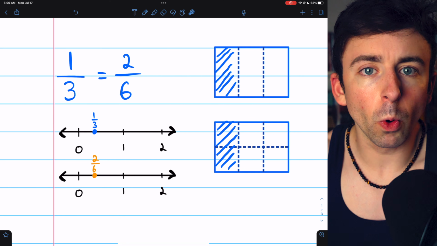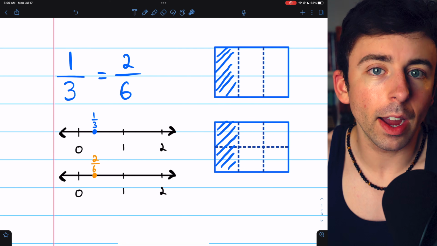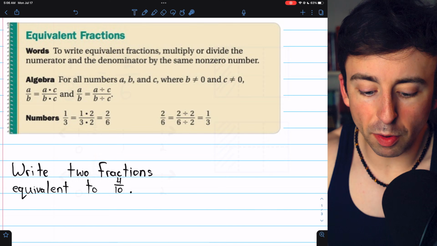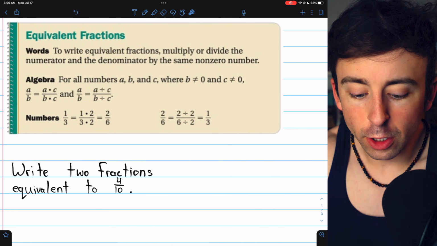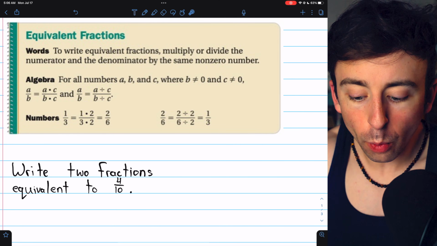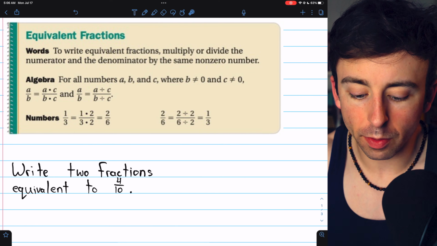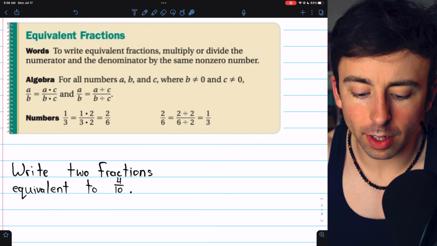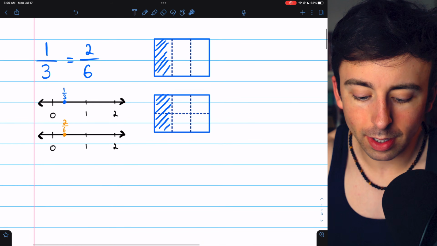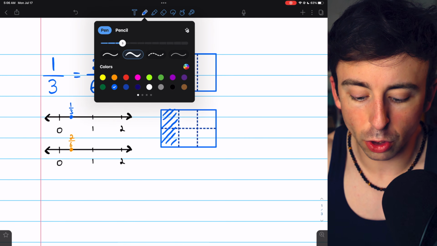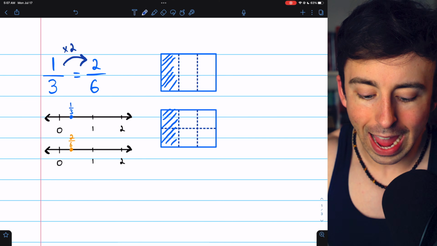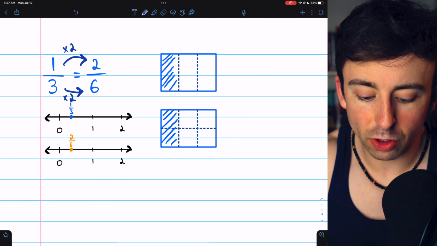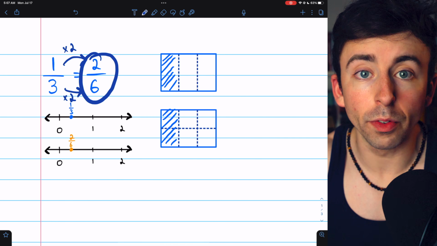Let's talk a little bit more about the definition and how to find equivalent fractions. To write equivalent fractions, all we need to do is multiply or divide the numerator and the denominator by the same non-zero number. For example, to get from 1/3 to 2/6, all you need to do is multiply the numerator and the denominator by 2. That gets us to this equivalent fraction.